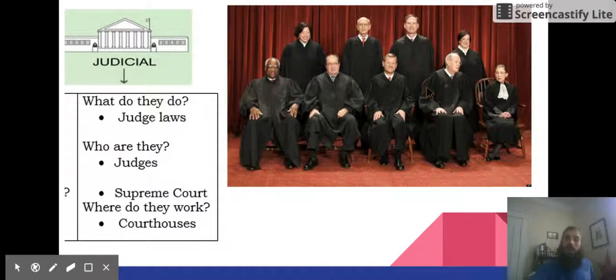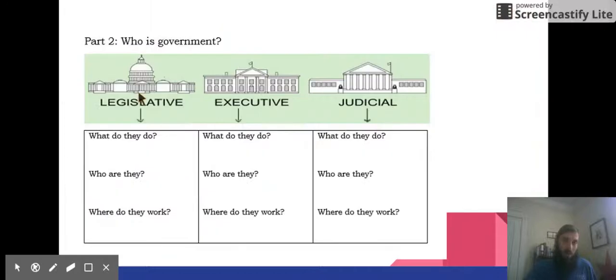Anyways, and where do they work? They work in courthouses. There's one big courthouse that the Supreme Court works in, but there are courthouses all over the country. Make sure you have this information for part 2 of your worksheet.